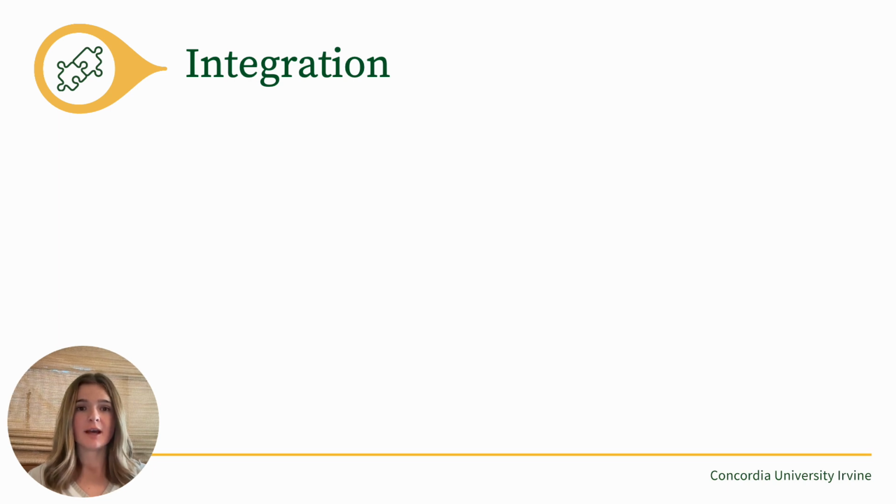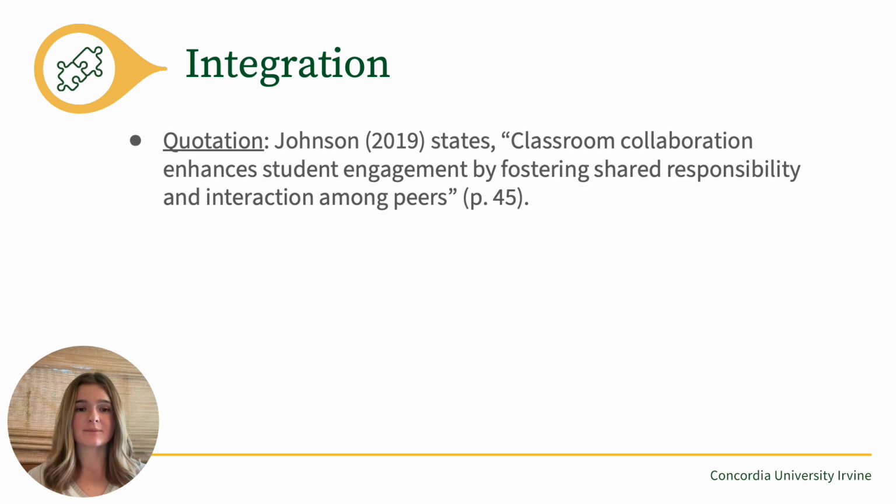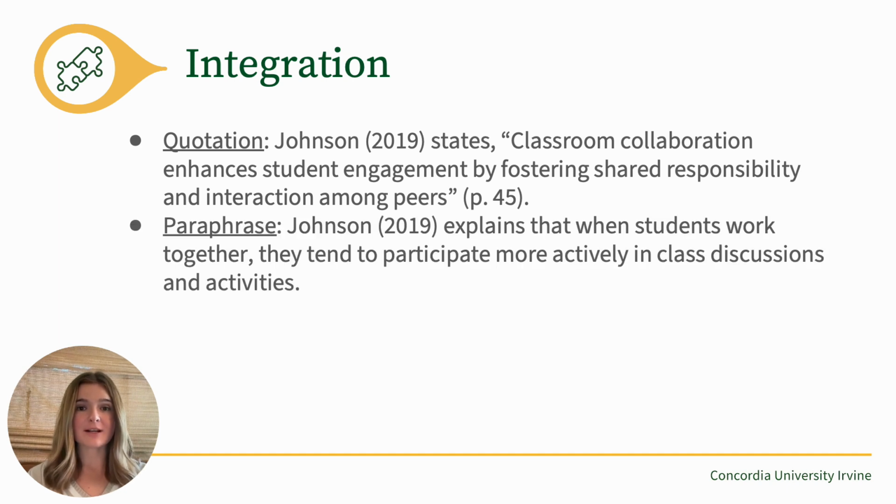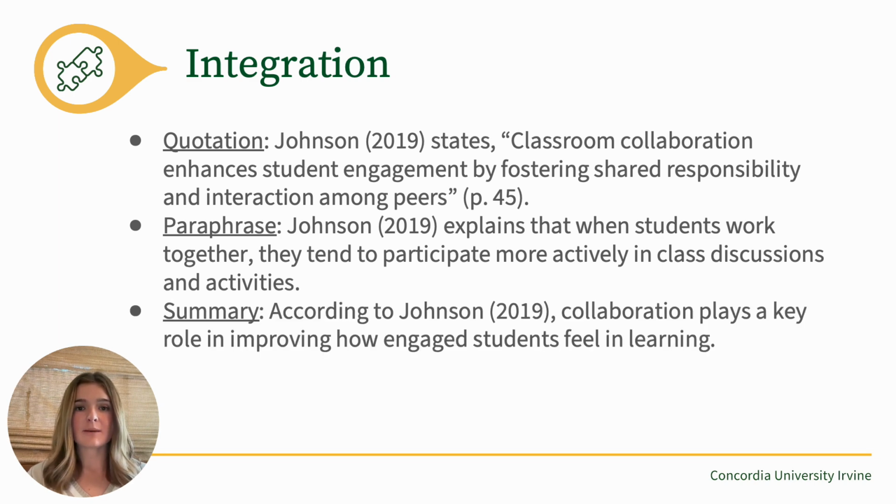Now let's look at an example of how to quote, paraphrase, and summarize the same piece of information from a source. First, quoting is borrowing the exact words. Johnson 2019 states, quote, "Classroom collaboration enhances student engagement by fostering shared responsibility and interaction among peers." Second, paraphrasing is putting their words into your own. So here, Johnson 2019 explains that when students work together, they tend to participate more actively in class discussions. And third, summarizing is capturing the main idea of the source. According to Johnson 2019, collaboration plays a key role in improving how engaged students feel in learning. All 3 of these examples are ways to integrate the same information into your paragraph in different ways.